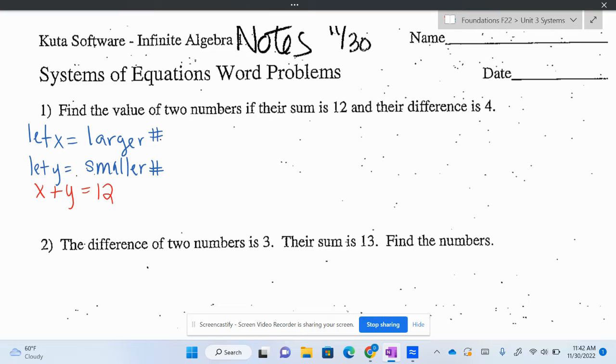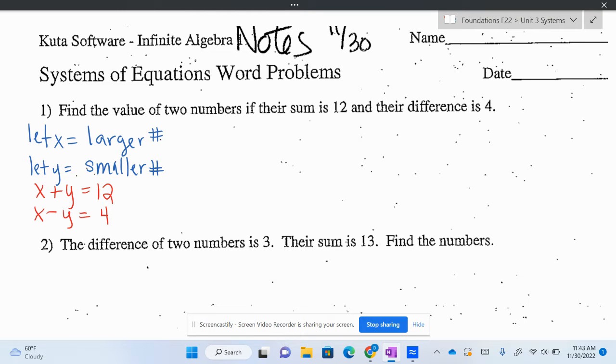Difference. It says their difference is 4. Dakota, what does that look like? Will you close it all the way, please, and thank you? It says the difference of the two numbers is 4. What does that look like? Help him out, Eric. What does difference mean? So X minus Y is 4.